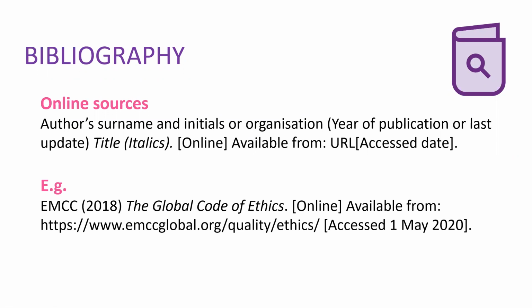If you can't find the author's surname, sometimes you can put the organisation's name, so say if it was the CIPD, you'd use them as the author. Then just like books, you put the year, or if you can't find the year, the last update, and then the title of the page. In the square brackets, you write that it's online, and then you also say where it's available from and include the full URL, and then you also include the date that you accessed it.